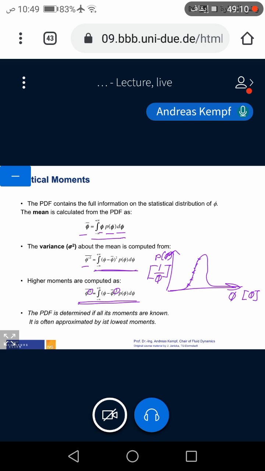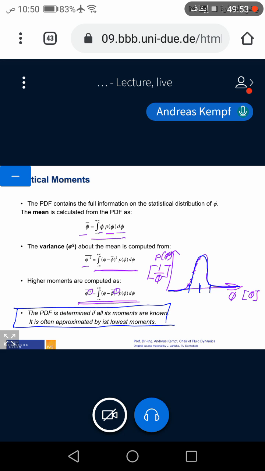This means the PDF is determined if all its moments are known. But in fact, it's generally quite well approximated by its lowest moments. This is a very important property. So such a PDF here, the lilac one that I've just drawn, that looks almost like a Gaussian, can be approximated very nicely by assuming a Gaussian function of this mean value here, and perhaps the standard deviation. So if I draw this Gaussian, it already looks a lot similar.